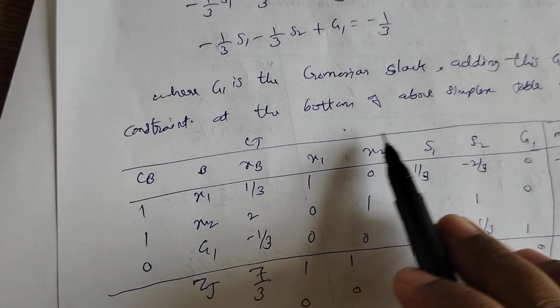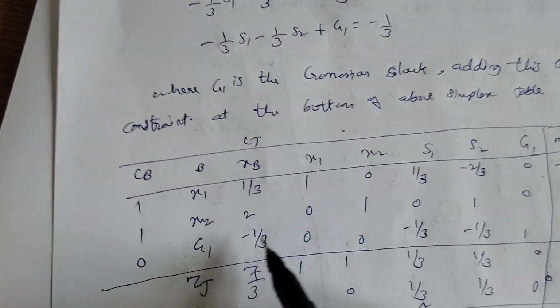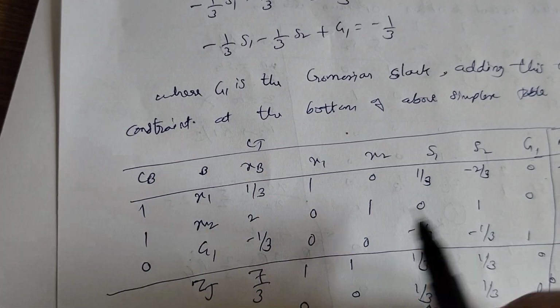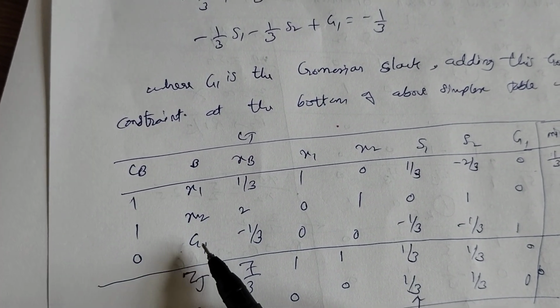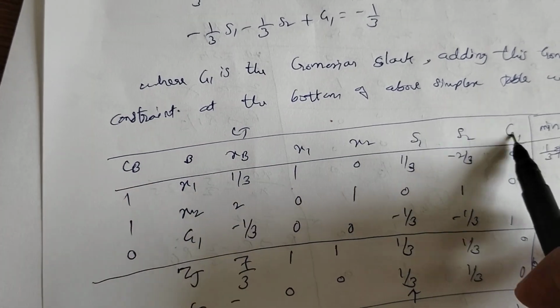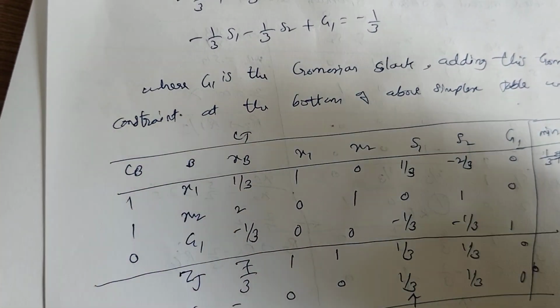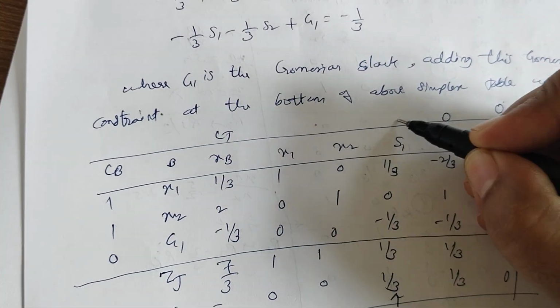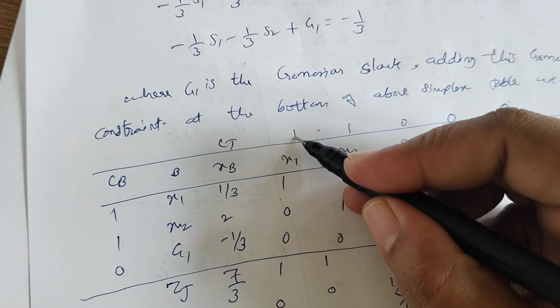Write down the basic table as it is. So x1, x2 also as it is. Next the new member is nothing but g1. The coefficient of g1 in your objective function will be 0.